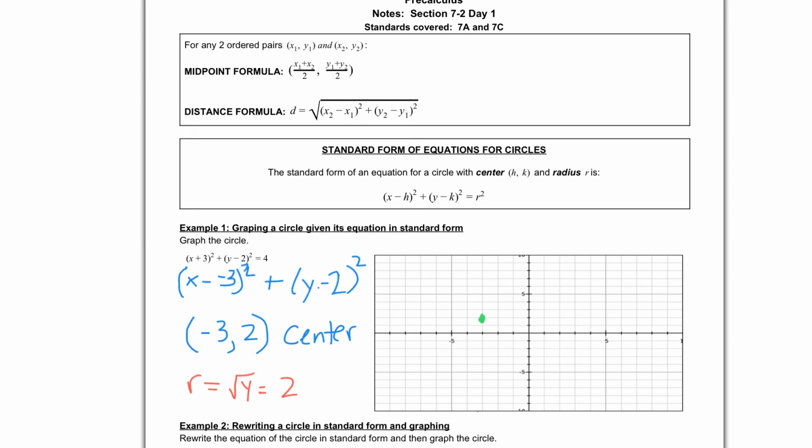So I'm going to go 2 up from my center. I'm going to go 2 to the right. I'm going to go 2 down. And I'm going to go 2 to the left. And then I'm going to sketch in and draw my circle.